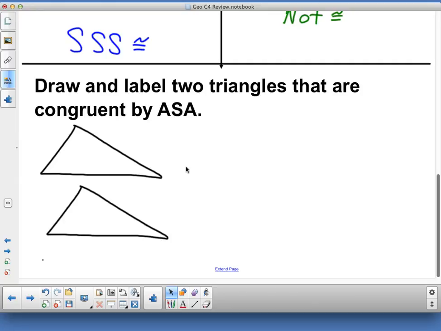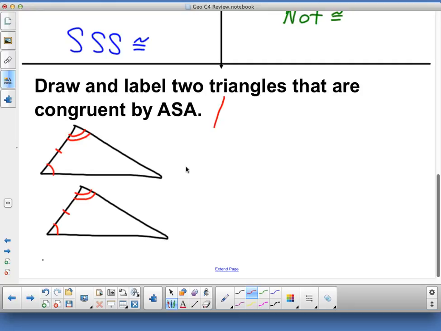I know I cheated, didn't I? They're pretty similar. All right, so here's the thing. I want angle side angle: an angle, a side, and an angle. When I'm working with angle side angle, that side is called the included side. Okay, it is attached to the two angles.